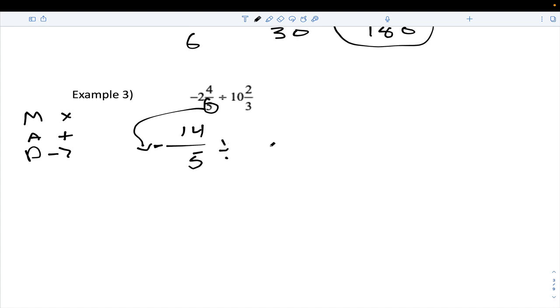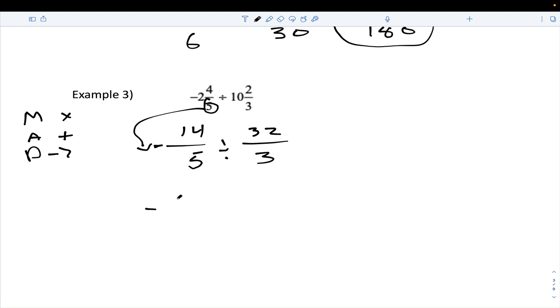Divided by 10 and 2/3, Braden, what does this look like as an improper? Braden, get mad. Multiply 3 by 10. What is it? 30. Add 2. 32. What is my denominator? 3. Beautiful. And that is it. We're going to KFC from here.